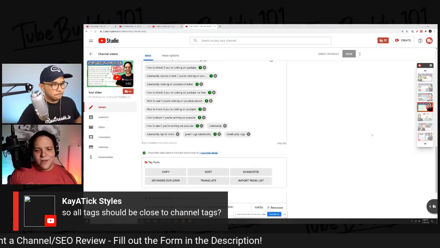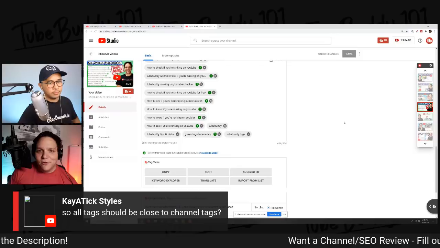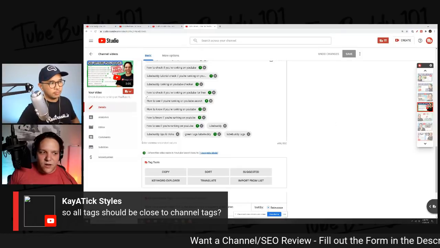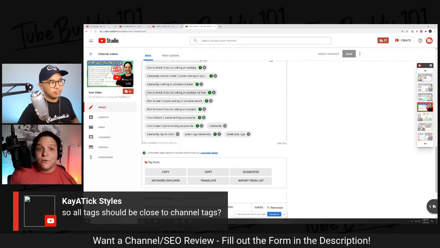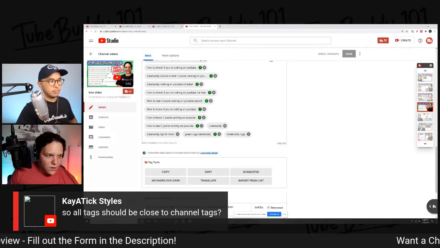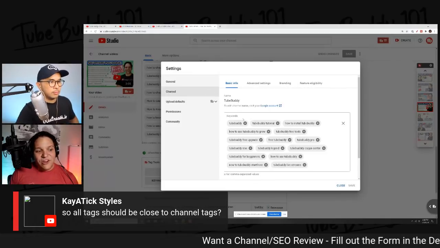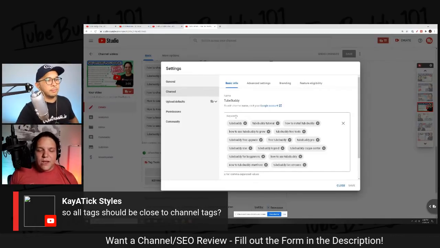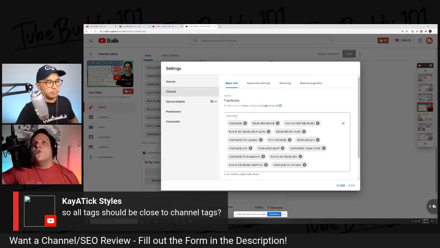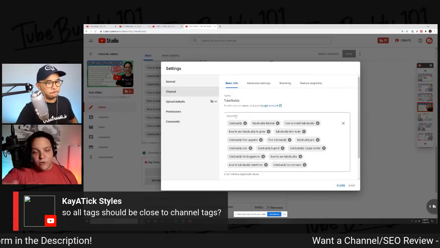So all tags should be close to channel tags? No, that's not what I was saying. Channel tags should be a completely different beast, right? They're channel keywords, actually, to be technical. If we go to settings, you will see where you can go to channel, and then you will see channel keywords. So what these should be is overall large, broad topics that your channel is about, so if people are searching for that, your channel can surface.